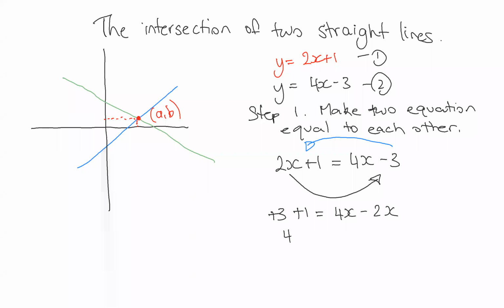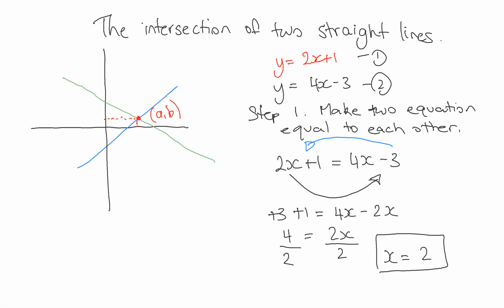Now we solve for x. So 3 plus 1 is 4, is equal to 4x minus 2x, which is 2x. Now we have 4 is equal to 2x. We divide both sides by 2, and we get our x value, which is 2. So that's one of our coordinates, our x-axis coordinate.